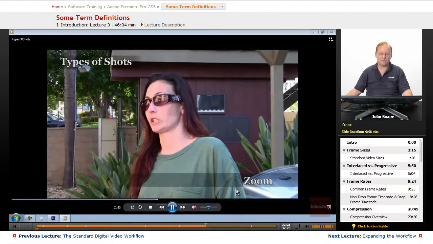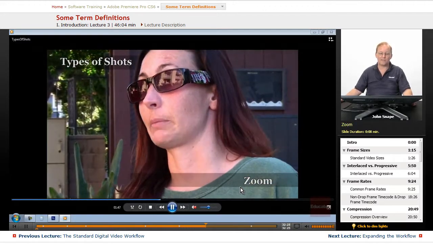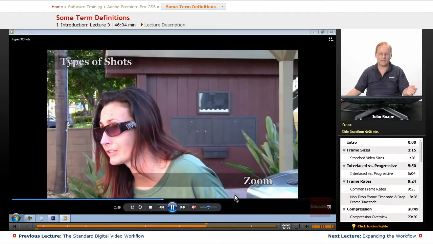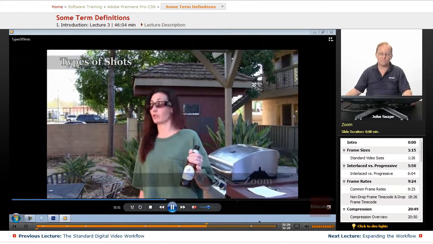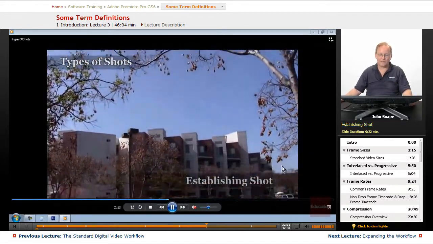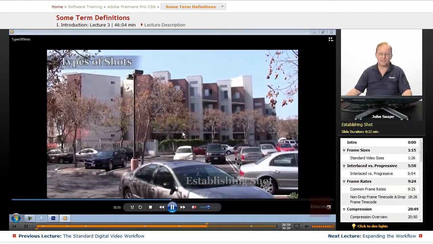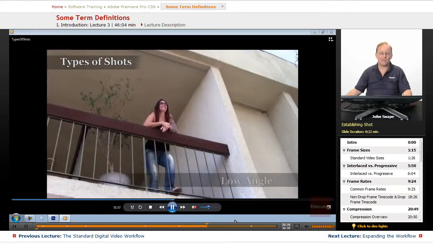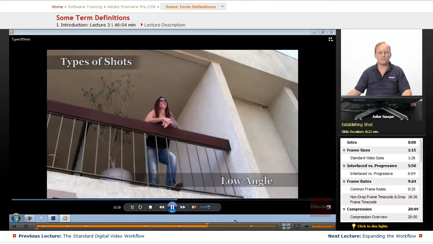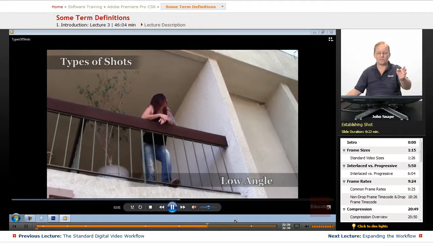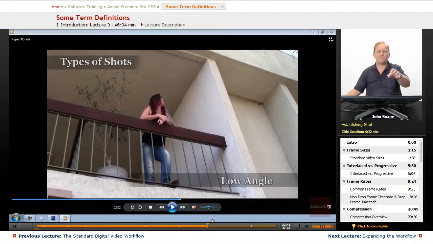Now the zoom, everybody knows what a zoom is. It's either coming in close or pulling out. That's what the zoom is for. The establishing shot you'll see at the beginning of a lot of television shows. It'll do an establishing shot so you can see where the action is about to take place. So after the establishing shot, it'll go inside and show you the scene of the actors interacting.